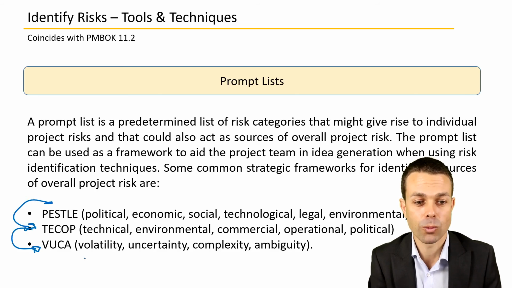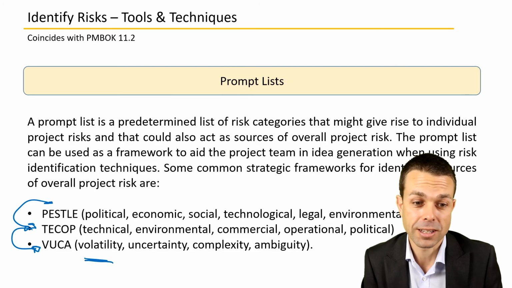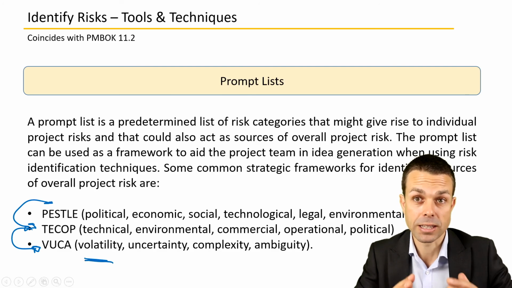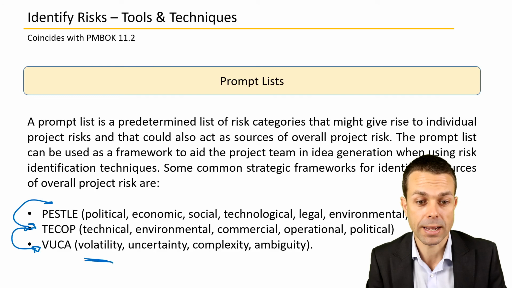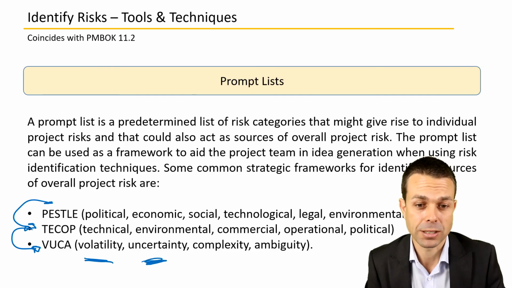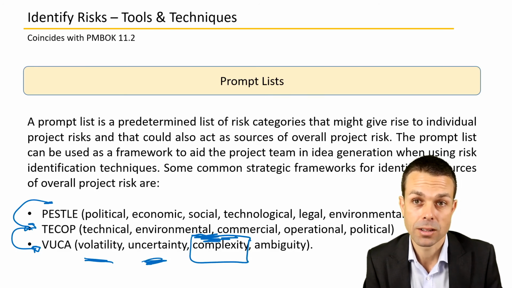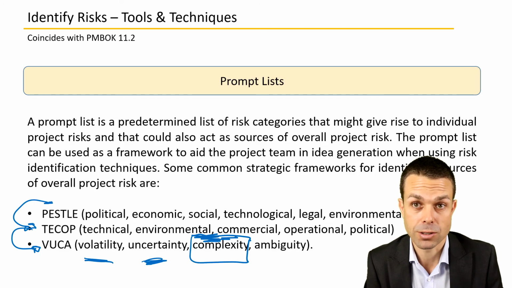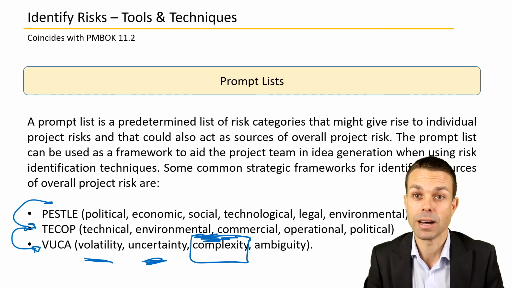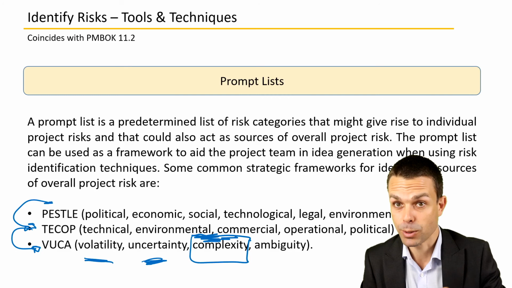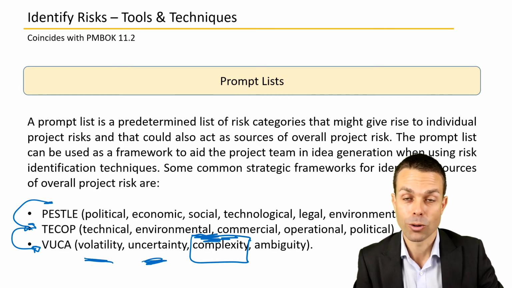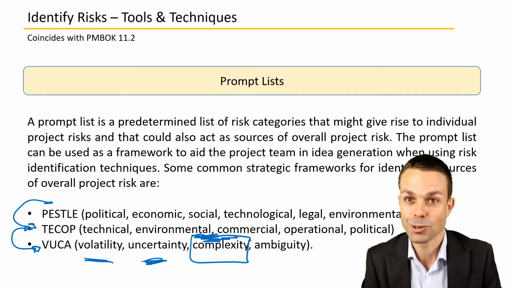VUCA is a common one where we're looking at what's the volatility of the situation, so how likely is it to fluctuate or change? What's the uncertainty? So how much do we know about it and how much can we figure out about it? The complexity, so how easy is it to understand, or how complex is it to understand? Maybe it's quite complex, so we'll never understand it. And then maybe we need to get a third party or procure someone's services to do that.